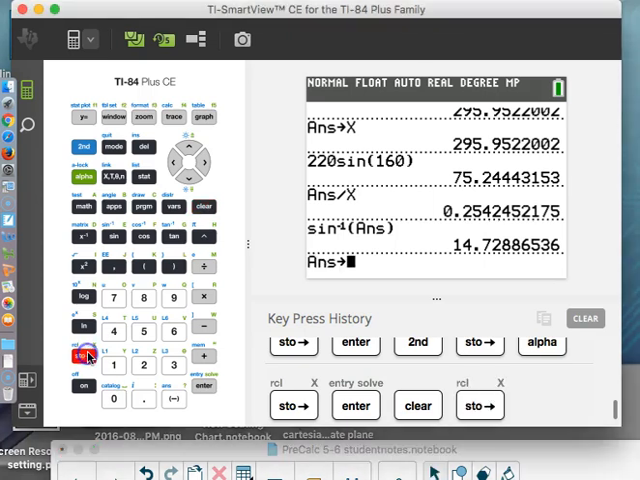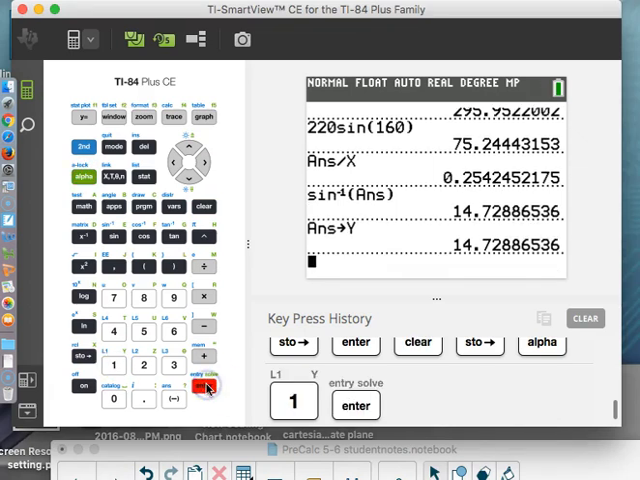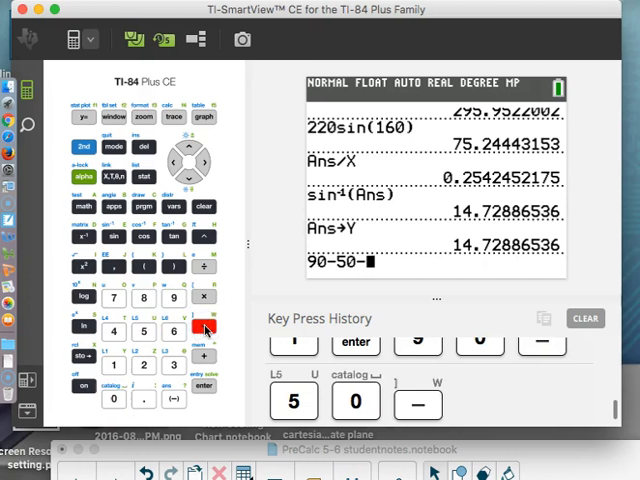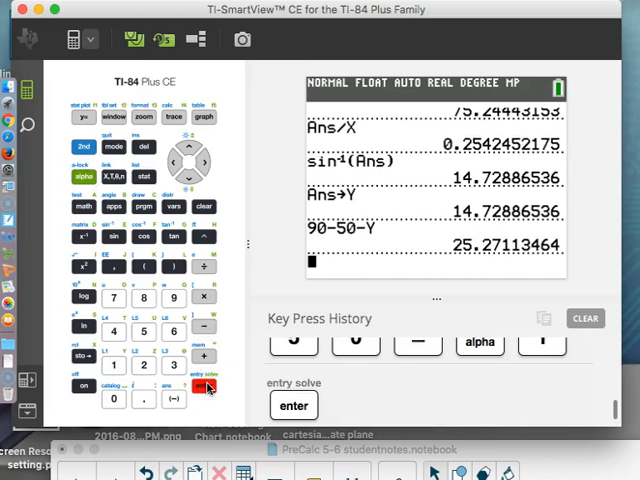So why don't we store this one under alpha and maybe Y, so hitting the number 1 key there and enter, because we want this as exact as we can possibly get. So we had a 90-degree angle. We know we have to subtract the 50, and we know we have to subtract our little theta, which again I put under Y this time. So alpha, Y, enter. And that gives us 25.271 degrees.